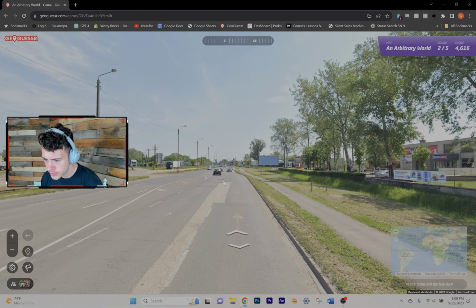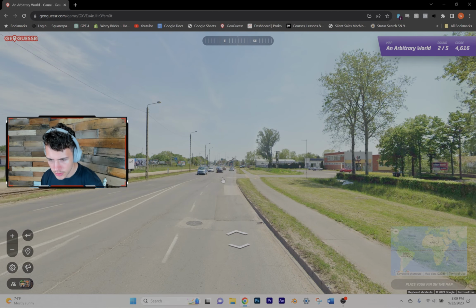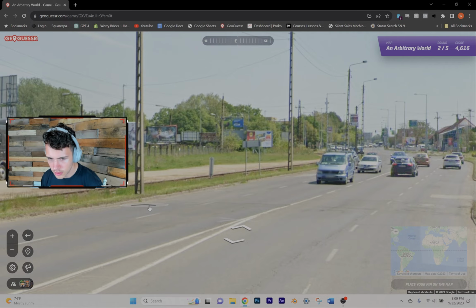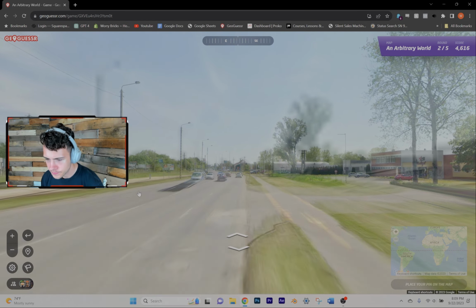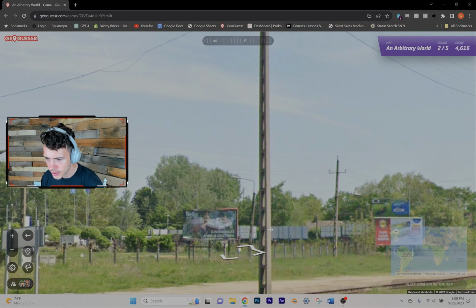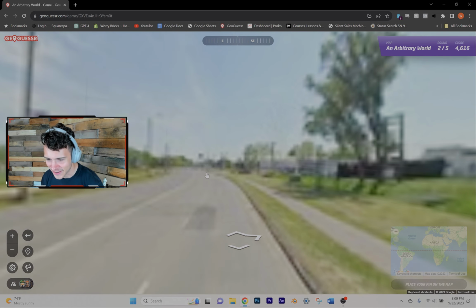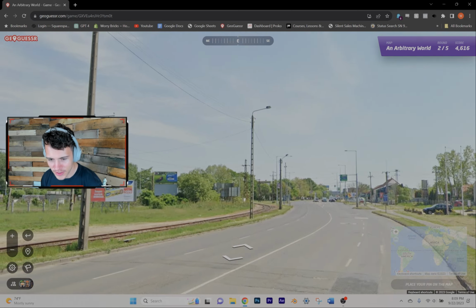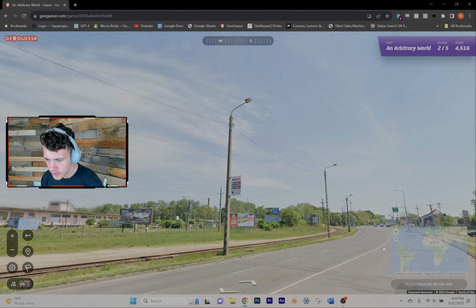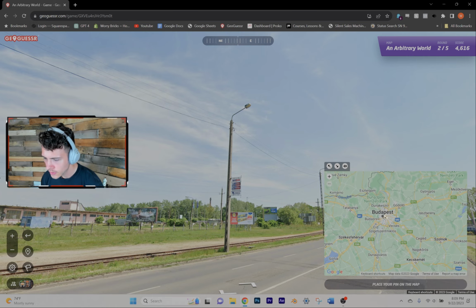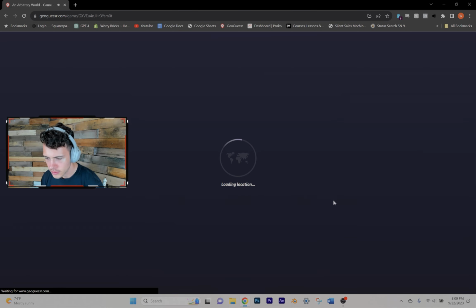These poles would suggest Romania, Hungary, Bulgaria even. I kind of like Hungary. Excuse me. And it does say Budapest right there, so... Try that. Good deal.